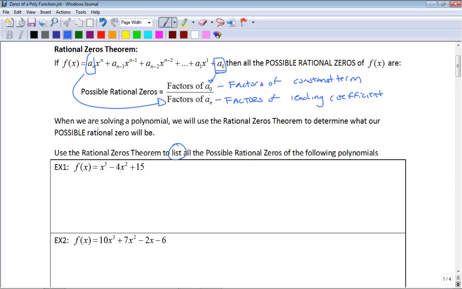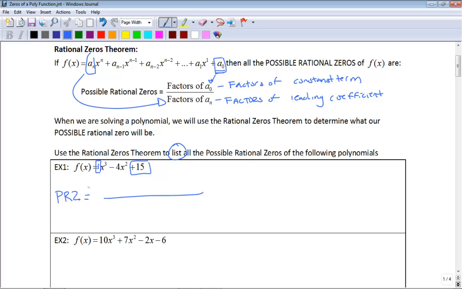Well, how do we do that? Possible rational zeros, and I'm going to abbreviate it as PRZ, is equal to the factors of the constant term. If I look at my function here, my constant term is 15. So factors of 15 over the factors of the leading coefficient. The leading coefficient is the number in front of x cubed. There's no number there, but I know that there's always an implied 1.